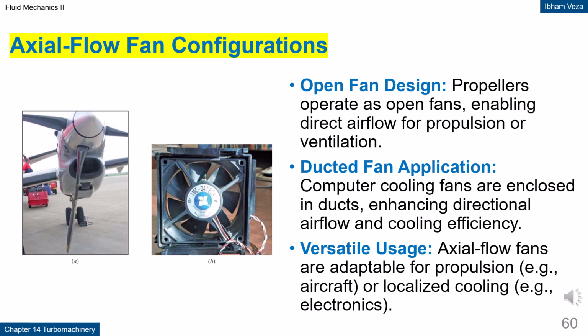Axial flow fan configurations. Axial fans can operate as open fans like propellers to produce thrust or free airflow. In other applications, the fan is placed inside a duct to improve directionality and cooling effectiveness. This flexibility makes axial fans widely used. The basic principle remains the same, which is to push fluid parallel to the axis of rotation. The main difference lies in the casing arrangement and flow environment.